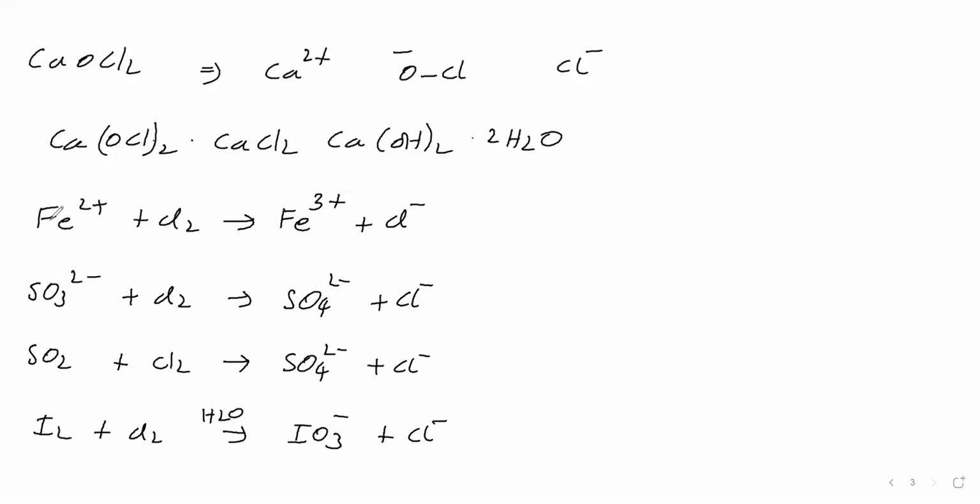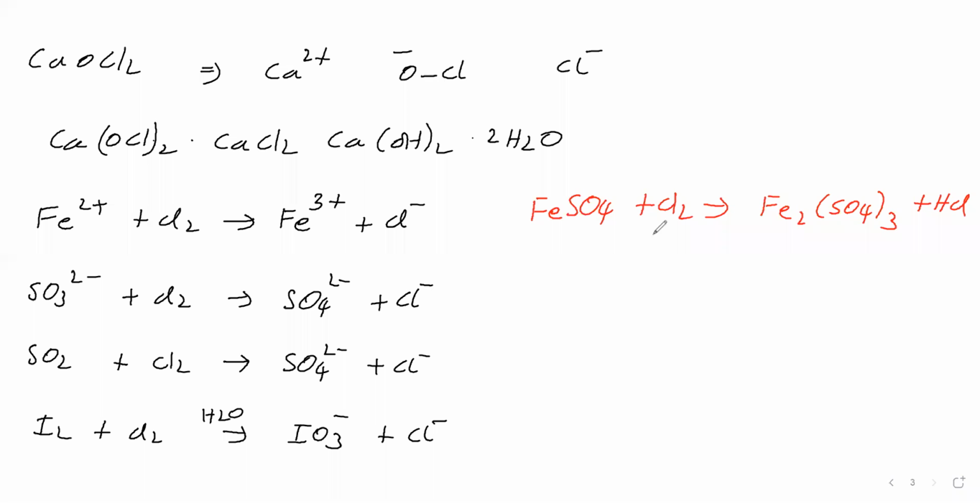Okay. So now we will write it for ferrous. We will take it in the form of ferrous sulfate, with Cl2. Ferrous becoming ferric, ferric in the sense ferric sulfate, Fe2(SO4)3. Cl minus we can write as HCl.